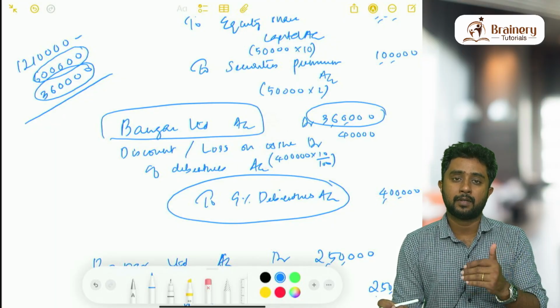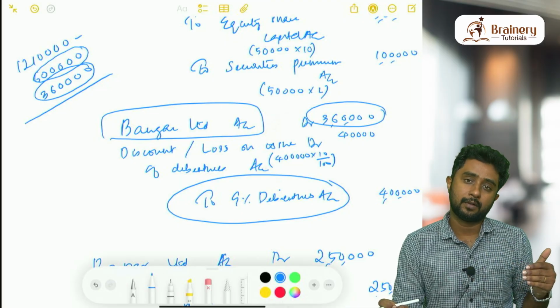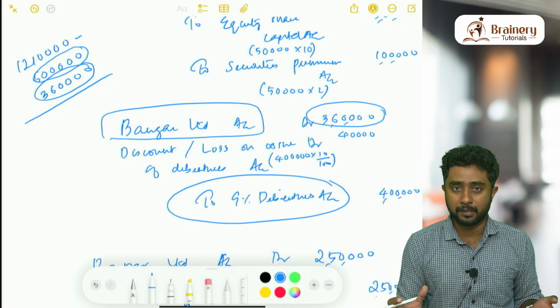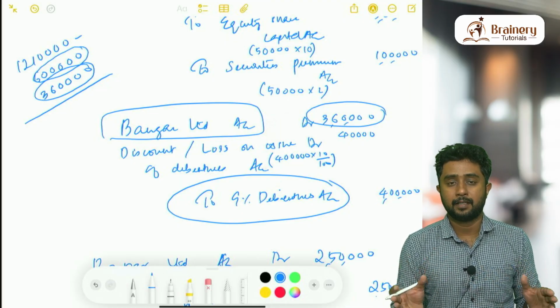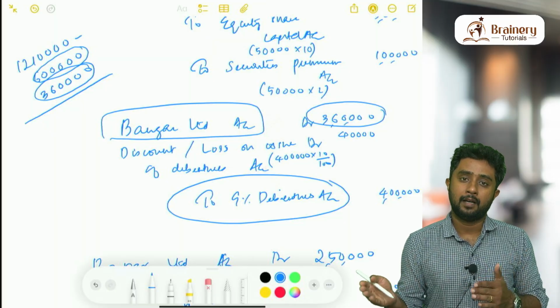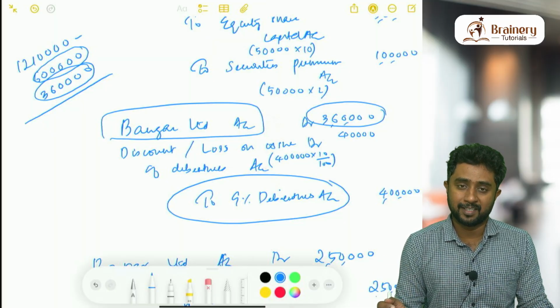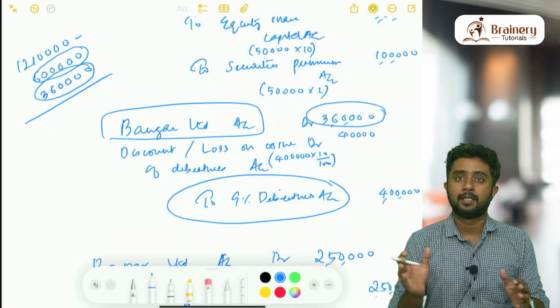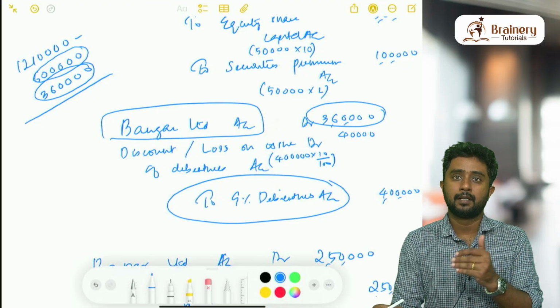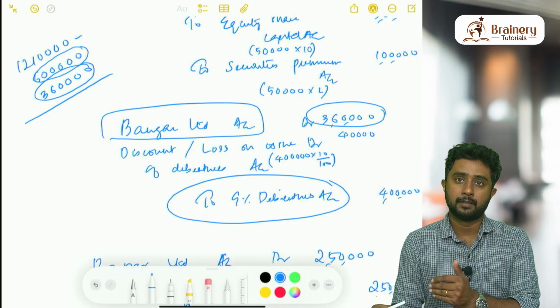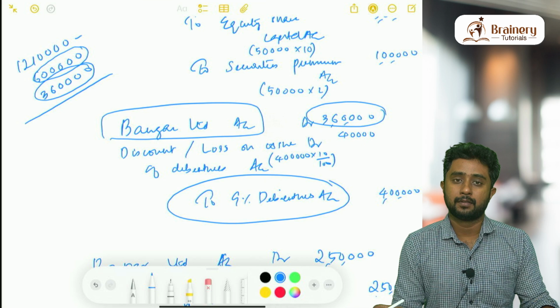Now coming down to the next entry, they are saying that they have issued debentures of face value rupees 4 lakhs at a discount of 10%. They are not saying the number of debentures here. So first we will pass the entry. Anyways, discount is there and debentures account is also involved in this transaction. So we are passing the entry first. So Bengal Limited account debit, discount or loss on issue of debentures account debit, to 9% debentures account.